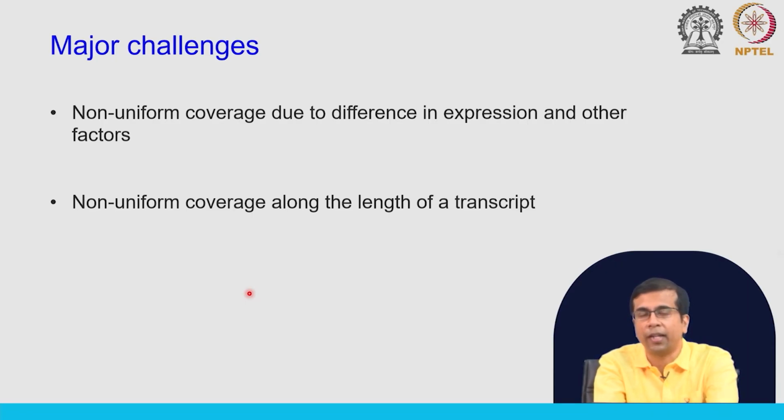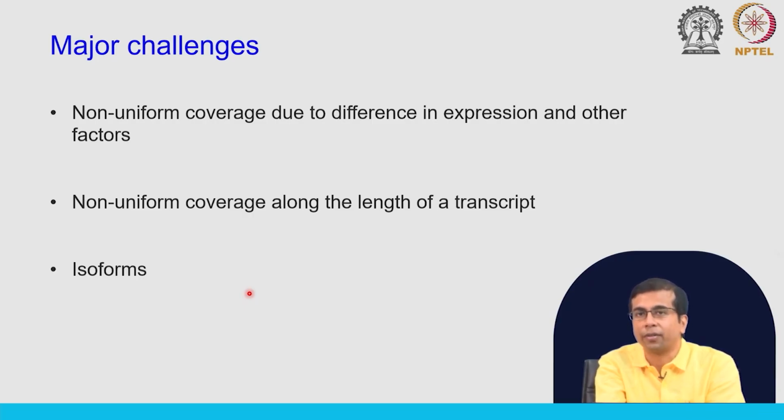Okay. So, this is a major challenge again, right, given that you have some regions of the transcript with a very high number of reads and other regions with a low number of reads. How do you actually assemble the full transcript? And the bigger question is how do you actually identify the isoforms? This is the next point.